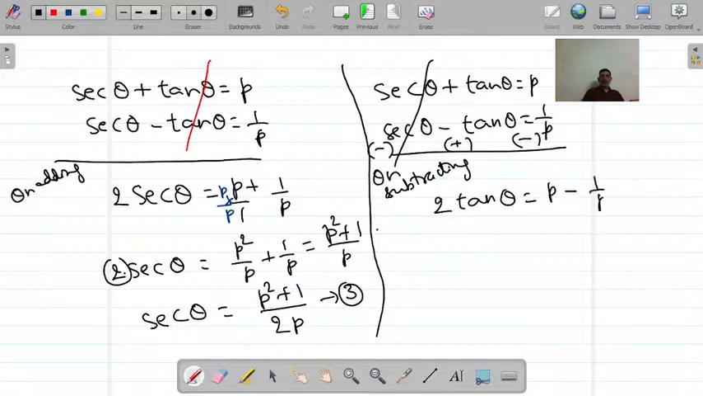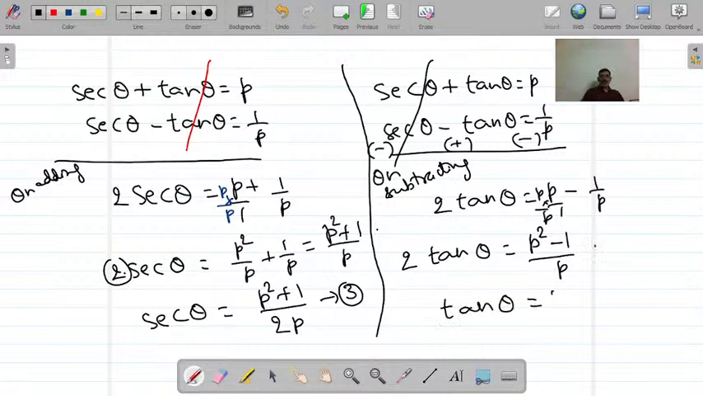Of course, this is like 1, so into p by p we will do. Then 2 tan theta is equal to p square minus 1 by p. So tan theta is equal to p square minus 1 by 2p. So this is equation 4. Now actually what we have to prove, you observe what we are supposed to prove here.